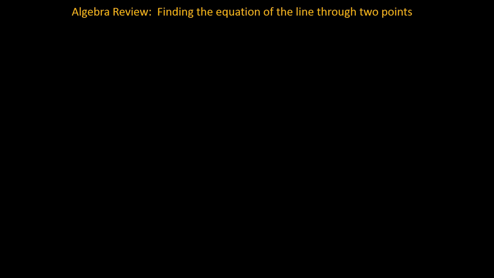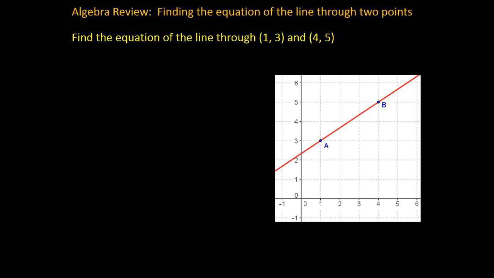Now let's do a little bit of an algebra review about how to write the equation of a line if we know 2 points on that line. And we'll use this as an example. Suppose we want to find the equation of the line through the points (1, 3) and (4, 5). So here's a picture of what's going on.